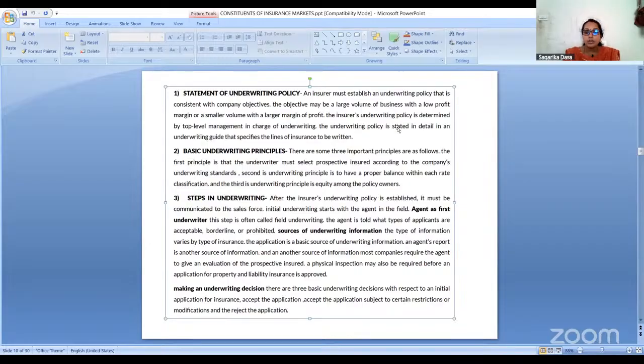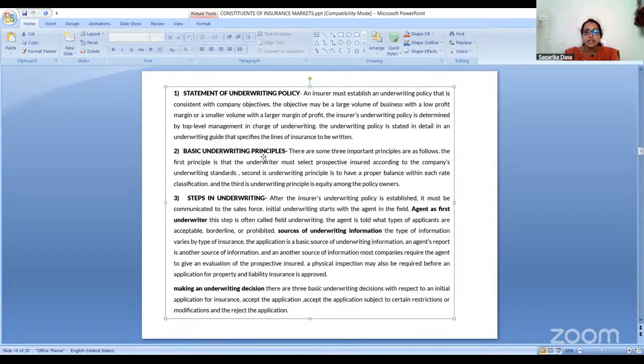And the underwriting policy is stated in detail in an underwriting guide that specifies the lines of insurance to be written. So there will be a written document, the underwriting guide. In that, the lines of insurance will be written clearly regarding the underwriting policy. Policy cannot be the same for every company. Policy differs from company to company because each company has different objectives. So depending upon the different companies' objectives, different underwriting policies will be there.